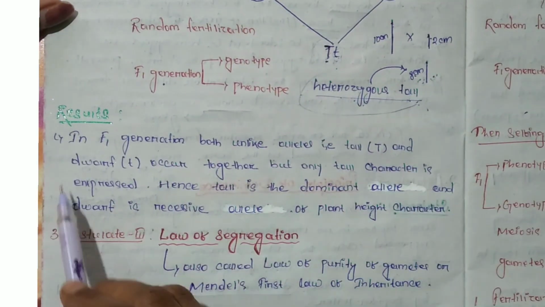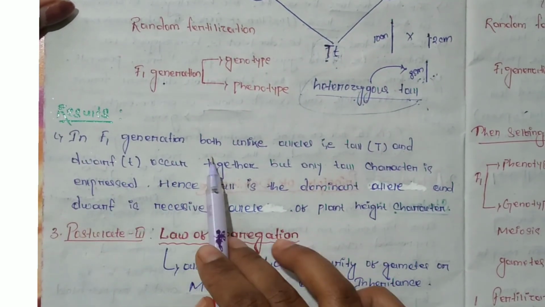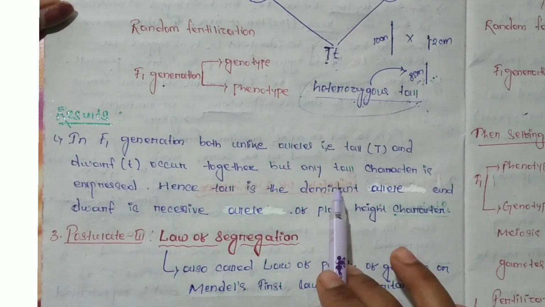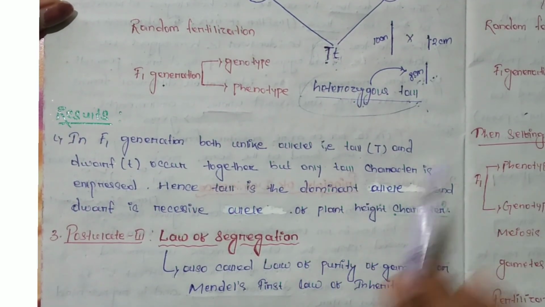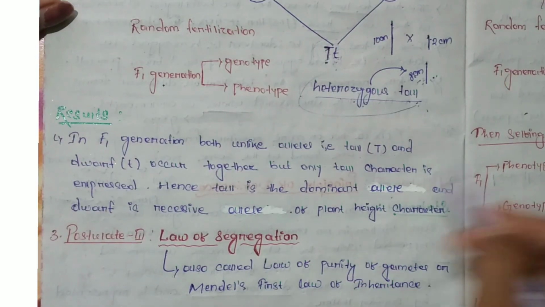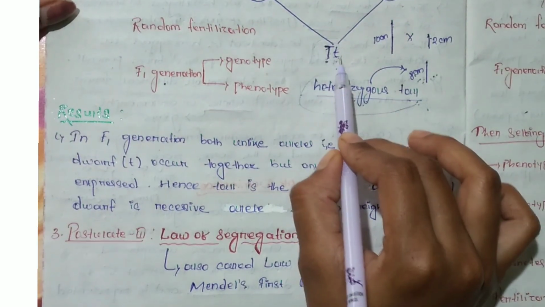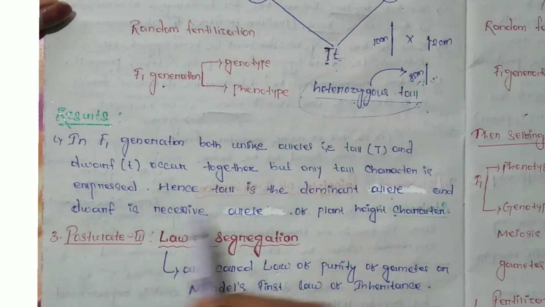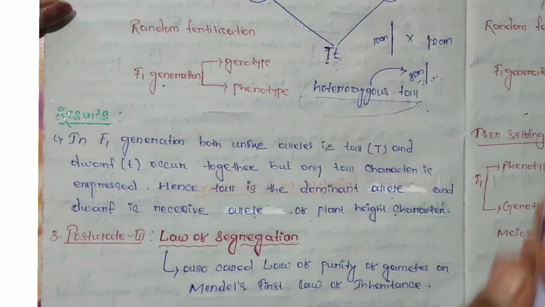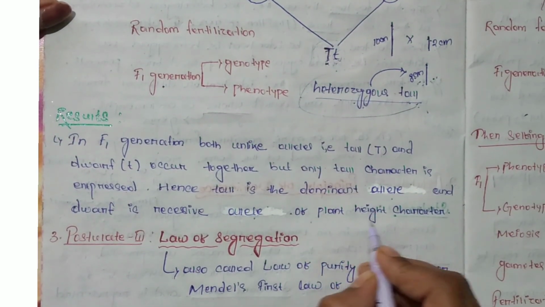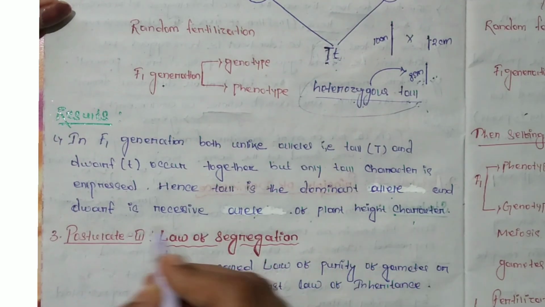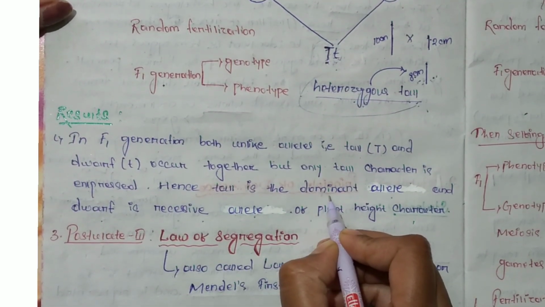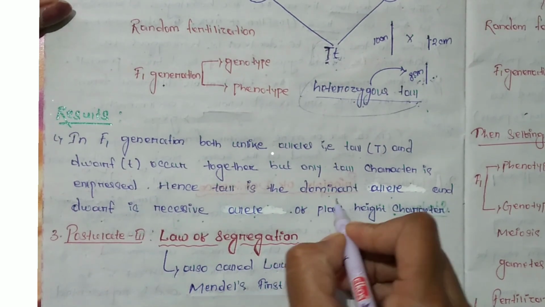So what were the results in the F1 generation? Both unlike alleles, tall and dwarf, occur together, but only the tall character is expressed. Hence, tall is the dominant allele because the tall character suppresses the dwarf character and is expressed in the F1 generation, and dwarf is the recessive allele of the plant height character. So, for the pea plant height character, dwarf is the recessive allele and tall is the dominant allele. These are the results given by Gregor Mendel.